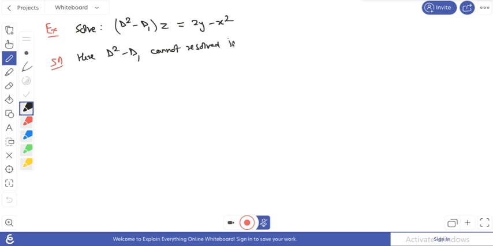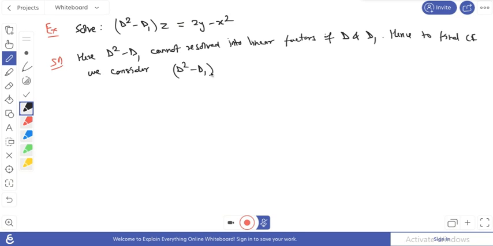into linear factors of this d and d1. So hence to find complementary function, तो हम consider यहाँ कर सकते हैं we consider this d square minus d1 of z equals to 0. Suppose for complementary function के लिए हमने इसको 0 कर लिया.